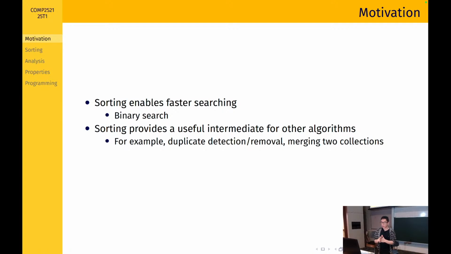We also care about sorting because it provides a very useful intermediate step for other algorithms. Imagine you have an array where you need to remove duplicates, or you want to count duplicates. If you have a sorted array, then it's much easier to do that. And if you have two arrays or two collections that you want to merge, having both of them sorted beforehand makes it much easier to merge them into a single sorted collection.